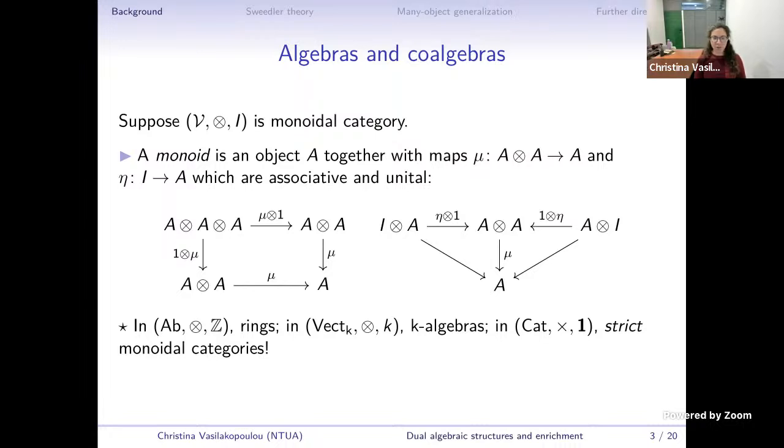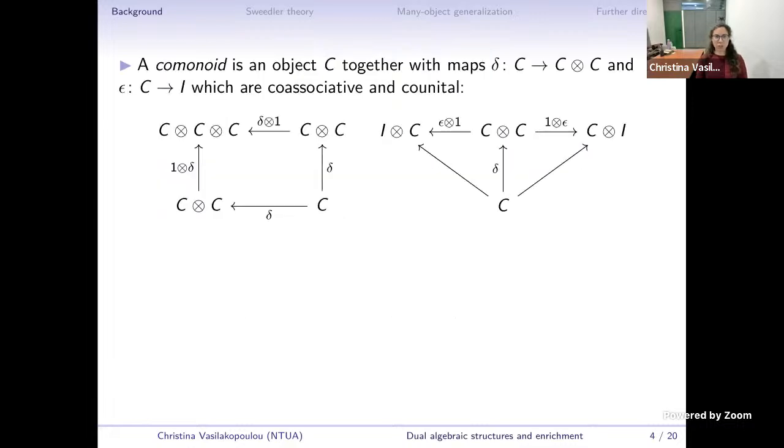In abelian groups, these are rings. In the context of vector spaces, which is of very much interest to us as a base case, they are k-algebras. And even in the category of categories and functors, they are strict monoidal categories, since this multiplication is required to be strictly associative and not pseudo-associative as usual. Now, the dual notion is a comonoid, which of course is an object together with maps going the other direction and satisfying dual diagrams like the ones you can see on the slide.